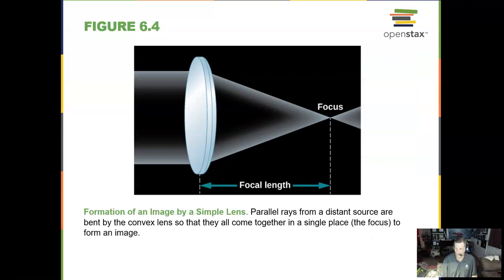The formation of an image by a simple lens has parallel light coming into the lens, being focused all into a focus point. And that is where you would view the image in focus.